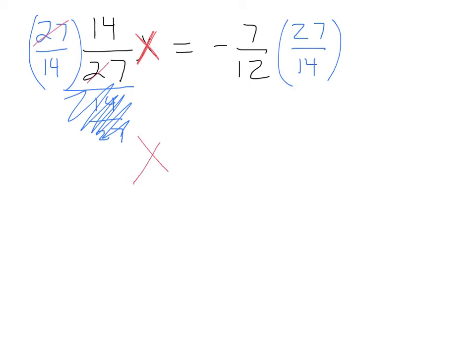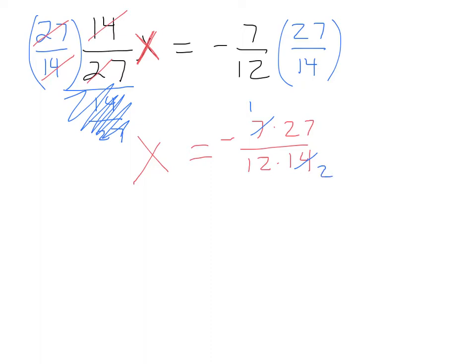Because these will cancel, you're left with x. And on the right side, you have your answer already. 7 times 27 and 12 times 14 on the bottom. It would be great if there was something that canceled out here. Remember, that's negative. And something does. 7 and 14, they both have a 7. 7 divided by 7 is 1. 14 divided by 7, 2.